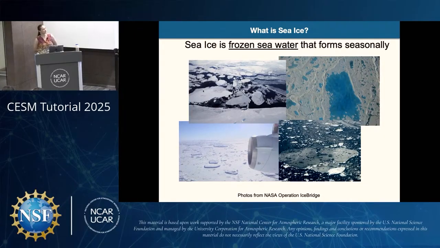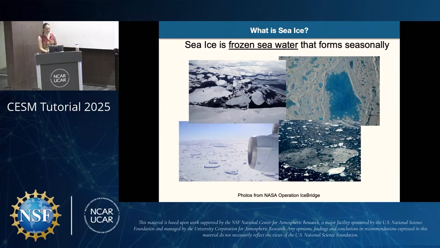So sea ice is frozen seawater, so ocean water. It usually forms seasonally. Because it's frozen ocean water, that means there's a little bit of salt in it, and that's actually really important for how it behaves. It's not the same as land ice like you get in a glacier or an ice sheet.